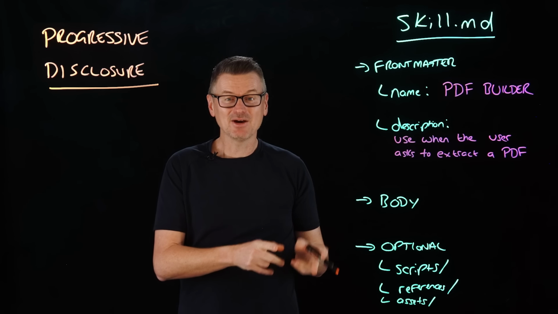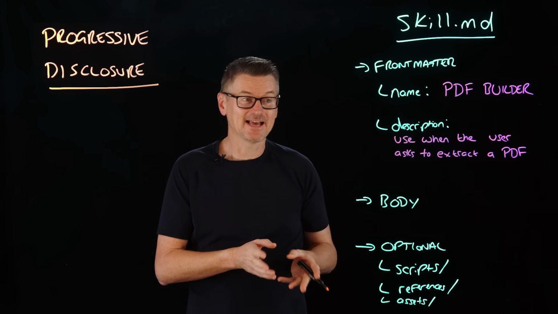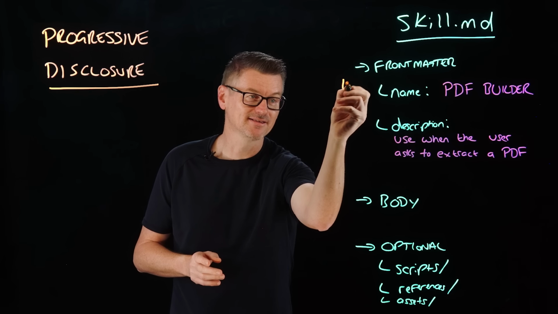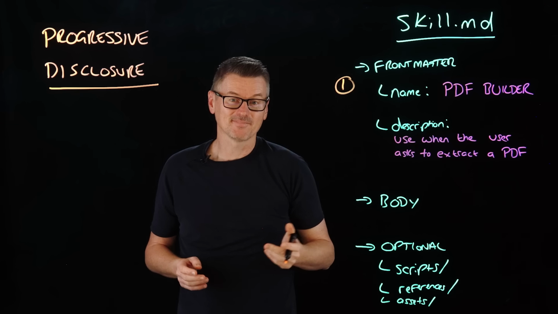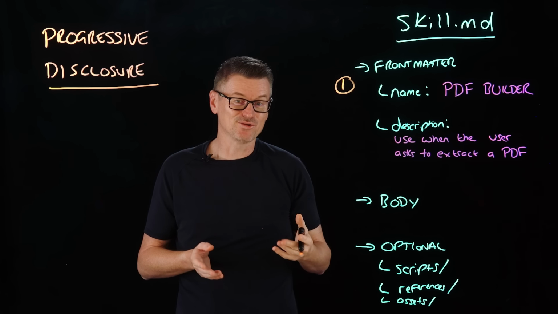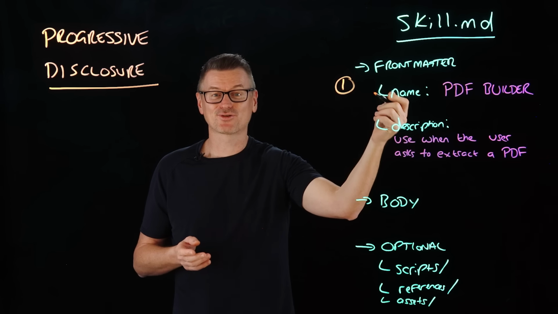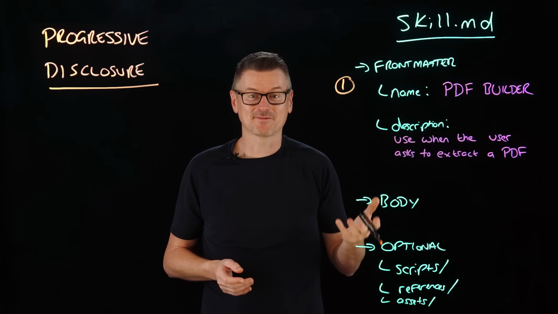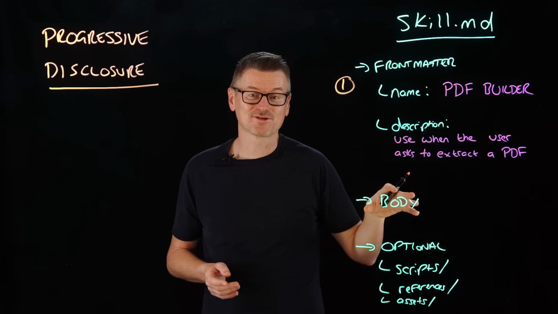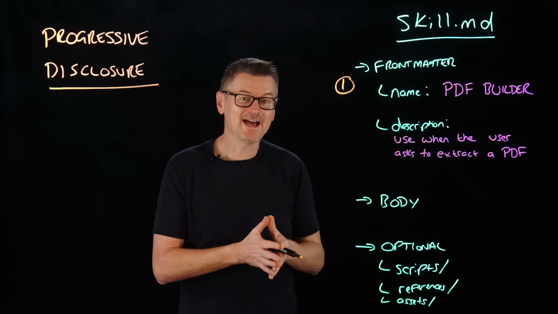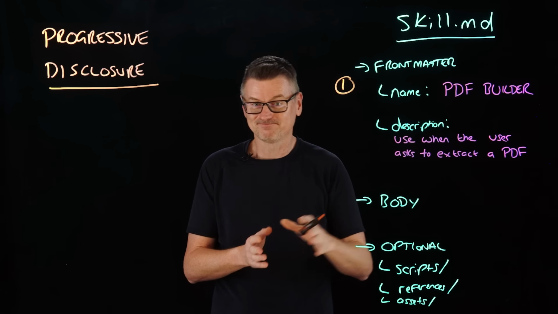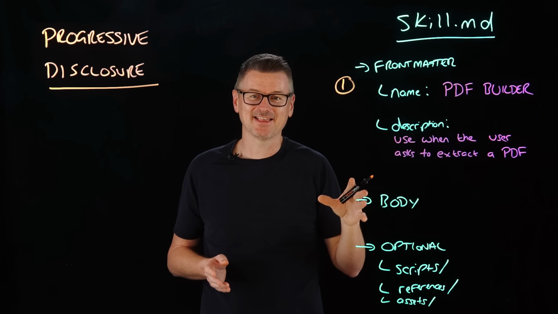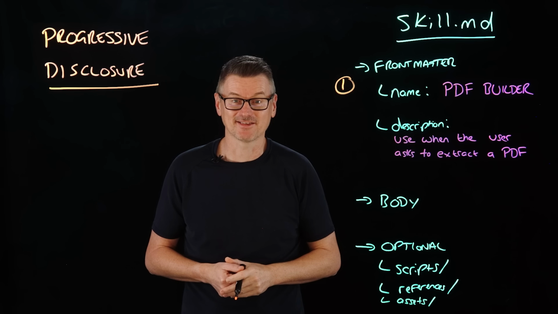Tier 1 is metadata only. At startup, the agent loads just the name and description from each skill. That's just a handful of tokens per skill. So even if there are 100 skills installed, the overhead isn't going to fill the context window. And this is essentially akin to a skills table of contents.